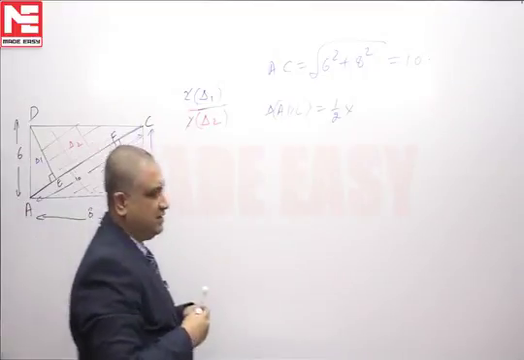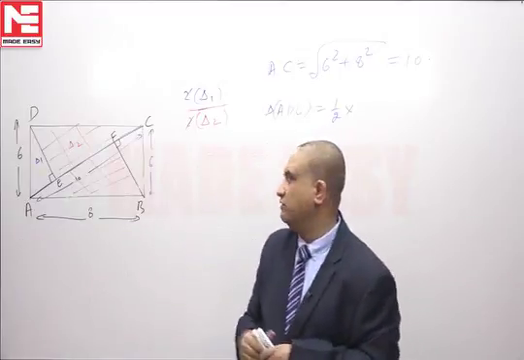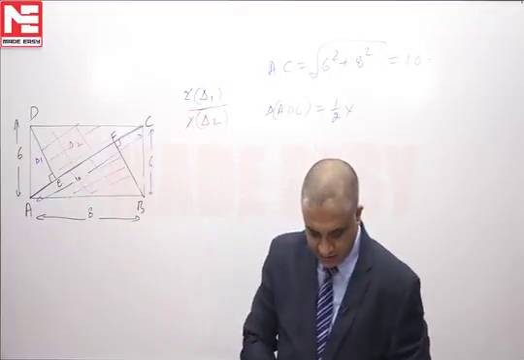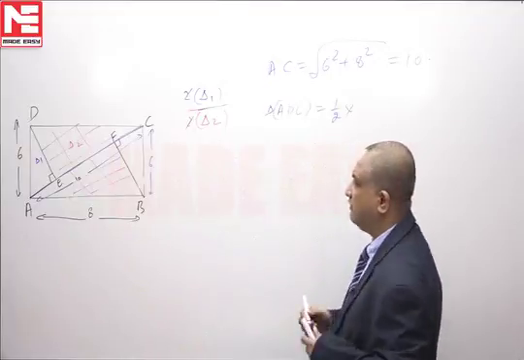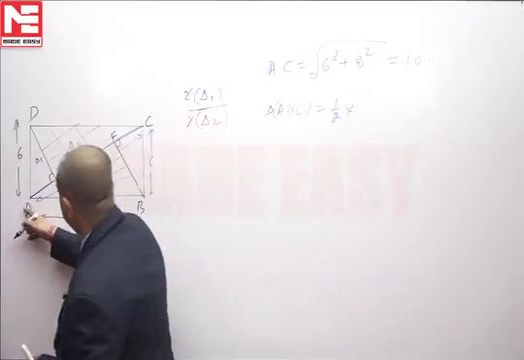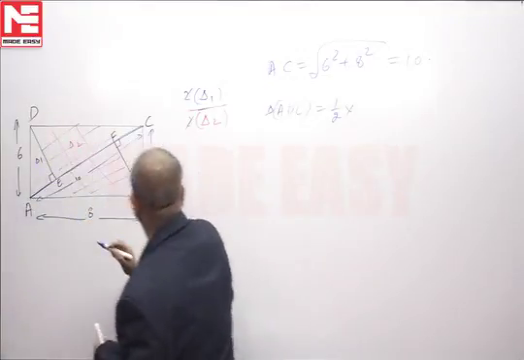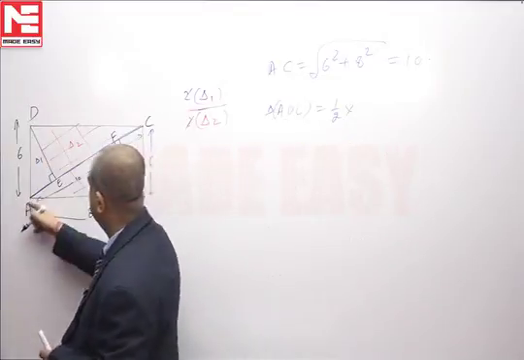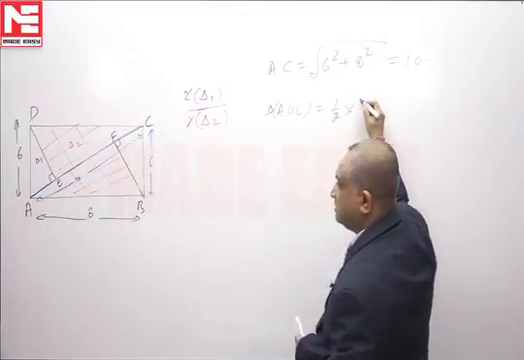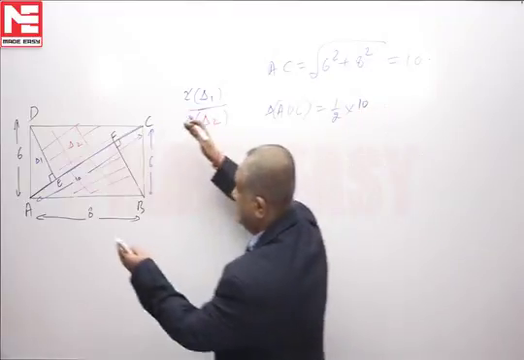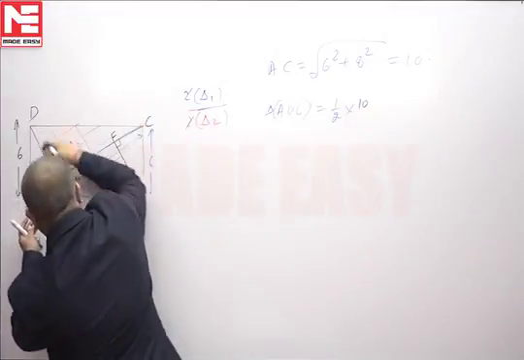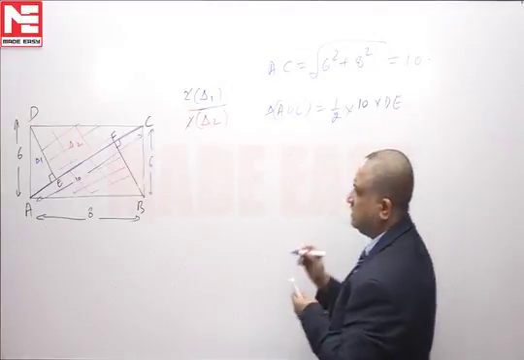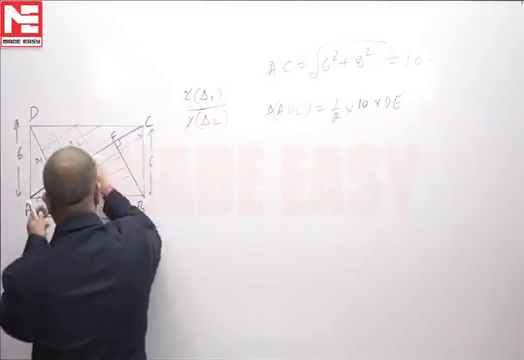There is no denying the fact: AC will come out to be 10. The diagonal is the square root of the sum of squares of two sides. AC is 10. Area of triangle ADC is half base into height. Base is AC, which is 10, and height is DE. So half into 10 into DE is the area of triangle ADC.